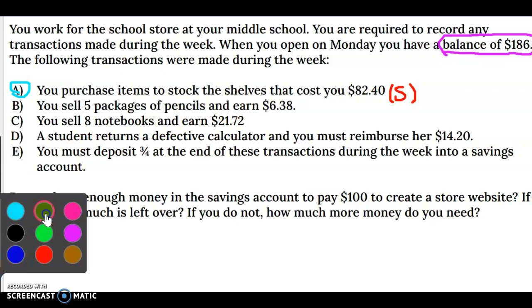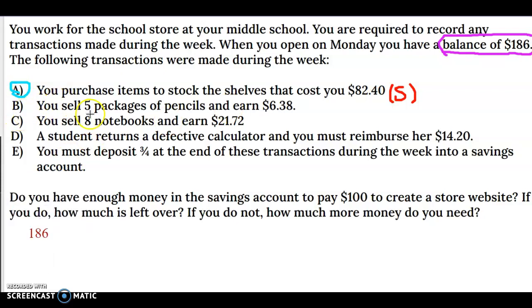Now, if I go to the next letter B, it says you sell 5 packages of pencils and earn $6.38. Well, if I earn $6.38, I'm going to be adding that to the amount in my school store because somebody purchased items from that school store and those are earnings. Those are profits. So I'm going to put an A next to that. Letter C says you sell 8 notebooks and earn $21.72. Once again, I'm earning that amount. So I'm going to go ahead and put an A next to it because I'm going to add that because that's money I'm bringing in because I sold those items to students.